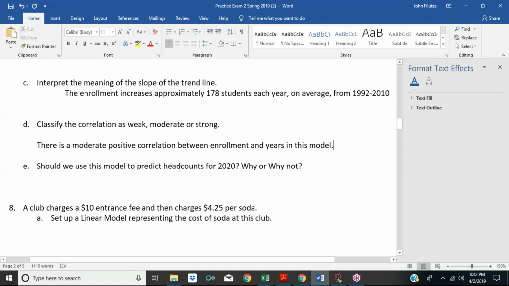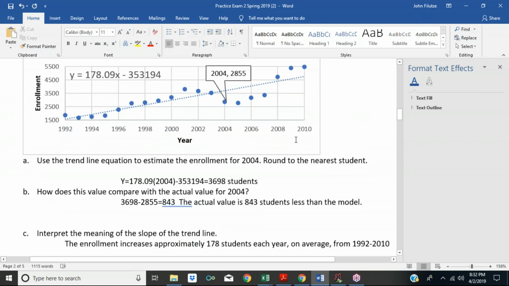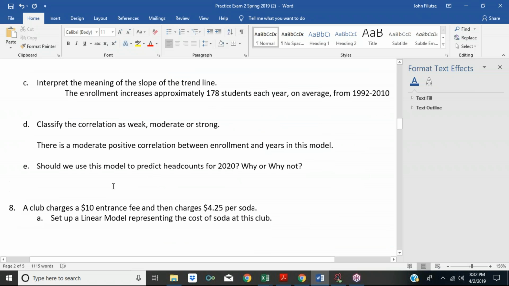Okay. And it says, should we use this model to predict headcounts for 2020? Well, this model is only good up to 2010. And so you'd have to say no. And this was another question that some of you guys missed. The answer is no. And it's because the year 2020 is outside the scope of the model. That's the reason right there. We don't know what happens after 2010.